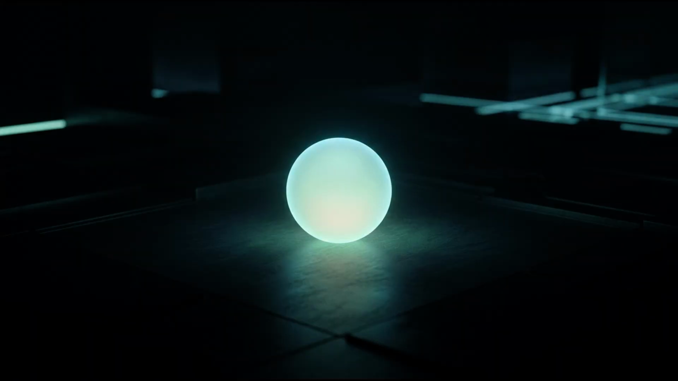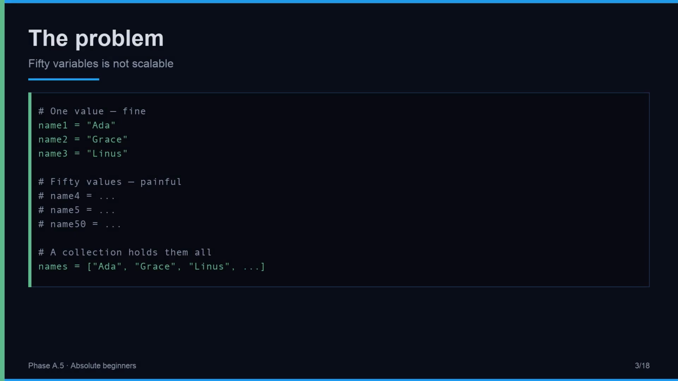From one to many. Until now, you worked with one value at a time. One number, one string, one truth. That changes today. One value is not enough. See the problem. Storing one name in a variable is fine. Storing 2 is fine. But 50? 50 separate variables, name 1, name 2, name 3, all the way to name 50, is painful. You cannot loop over them, you cannot count them easily, you cannot sort them. A collection solves this. One name, many values inside. Names equals a list of Ada, Grace, Linus, and more. One variable, 50 values.